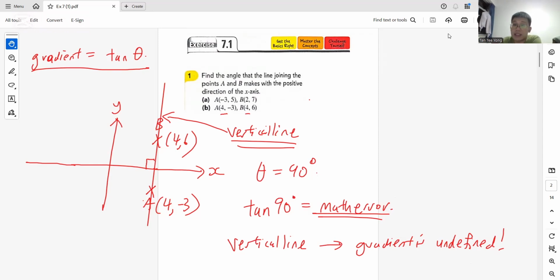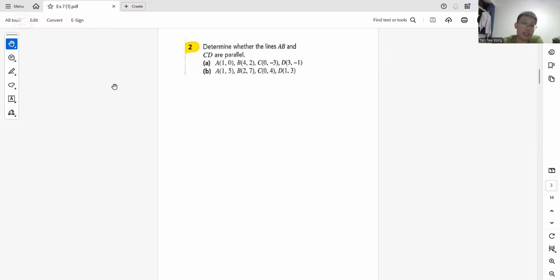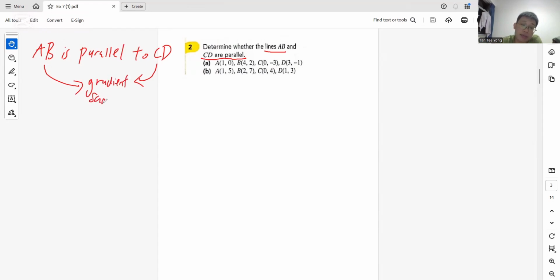Come, let's go through question 2 together. Determine whether the lines AB and CD are parallel. Take note, how we find out whether line AB is parallel to CD depends on whether the gradient of these two lines is the same. So how do we find out? Of course, we have to find the gradient of AB.